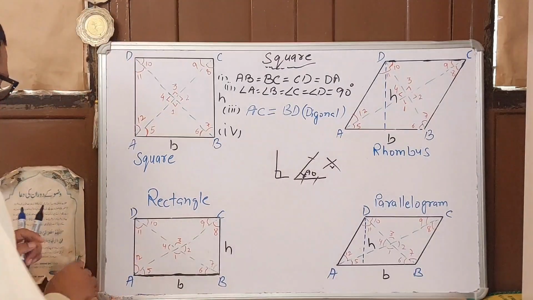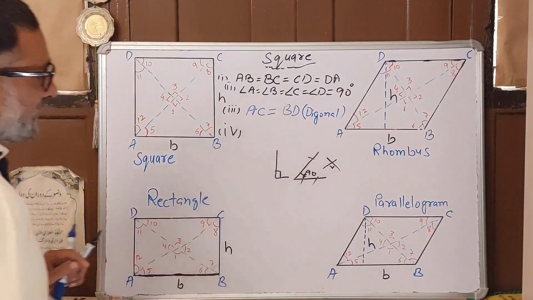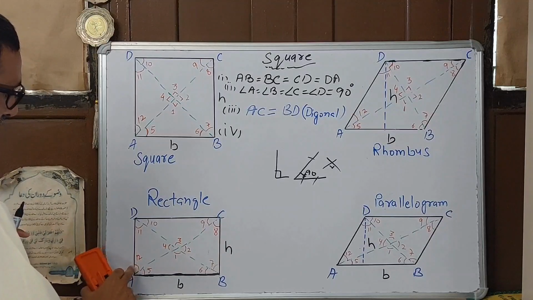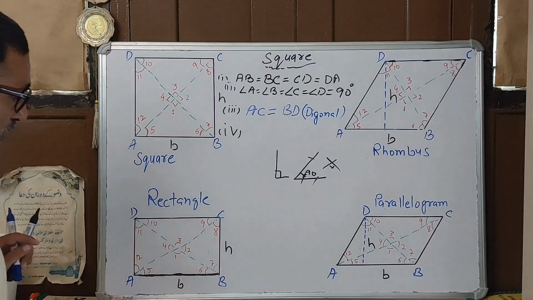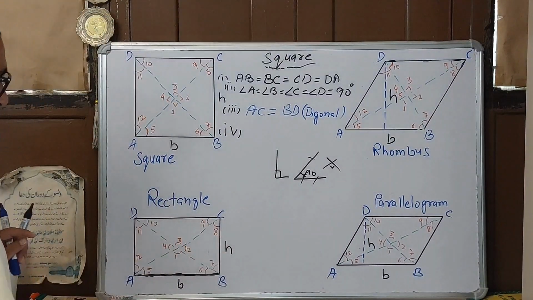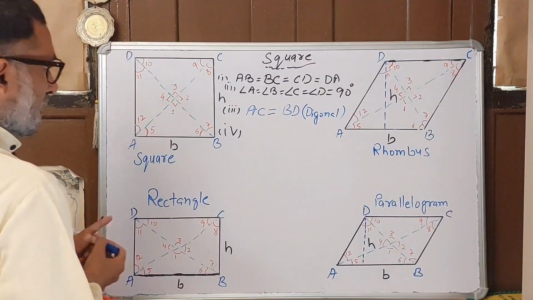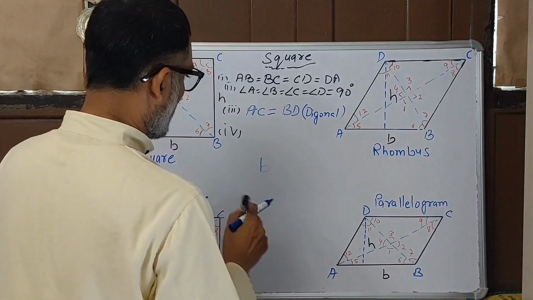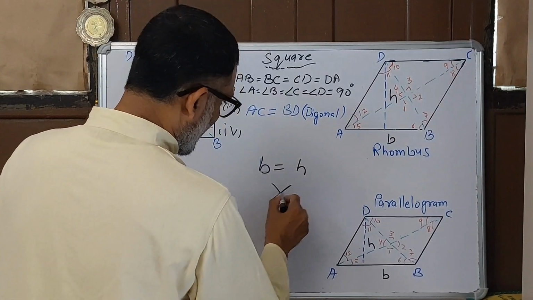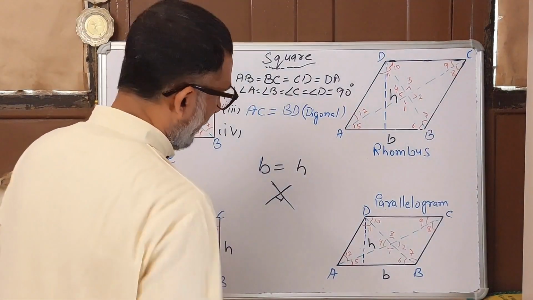Remember these things. How to remember this? When sides are equal, then the diagonals cut at the center at 90 degrees. This does not depend upon the 90 degree corners, because in a rectangle the corners are also 90 degrees, but the diagonals do not cut at the center at 90 degrees, because the length and height are not equal. When base and height are equal, then the diagonals cutting at the center will make 90 degrees. This is the condition, remember.